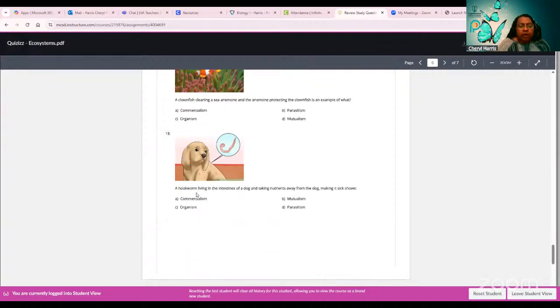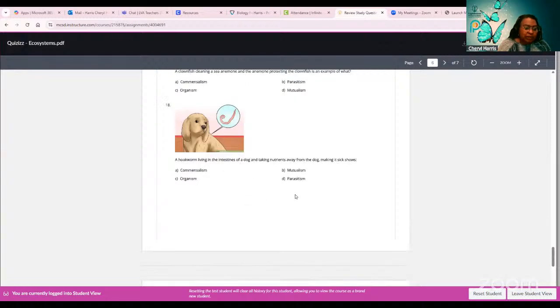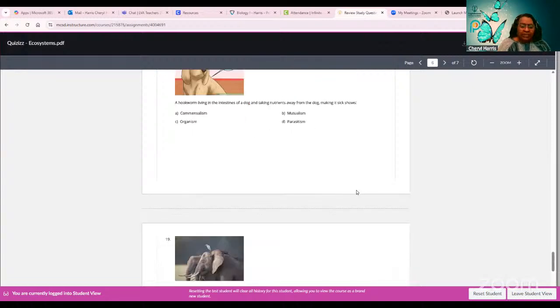Then we have our hookworm that lives inside the dog, and some of you who have dogs might know about this one. So yes, this one is parasitism, where the hookworm is a parasite. And again, your dog might feel a little sick and not act right, but he's not going to die unless it gets severe, or unless the parasite is carrying some other type of disease with it. That disease might lead to death, but the parasite itself is not designed to kill.